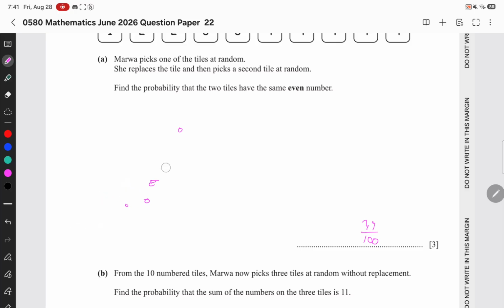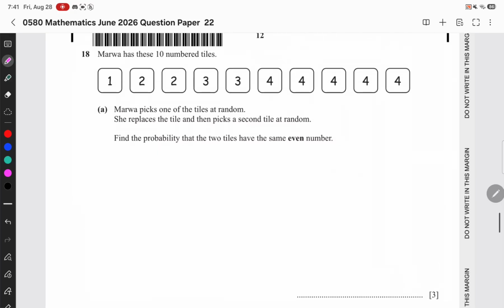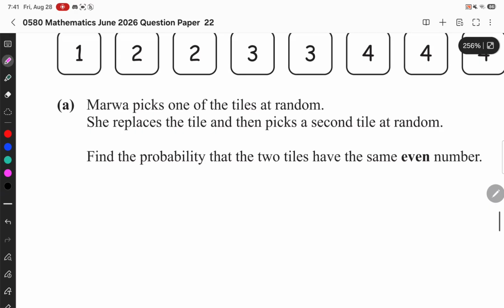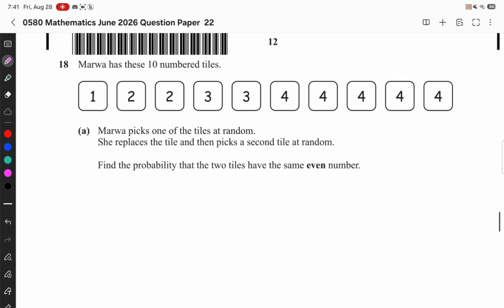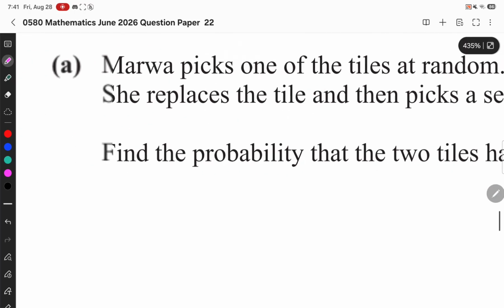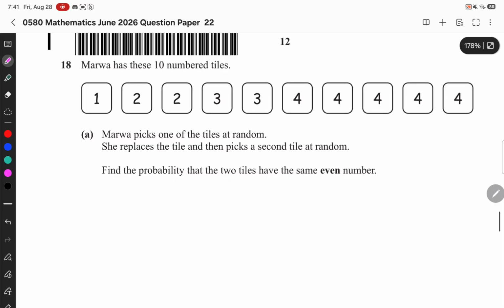You know, I have not done probability in a long while. The same even number. Let's look at this carefully. The same even number. And it is even. So it's not that we choose any even number. We want to choose the same even number.